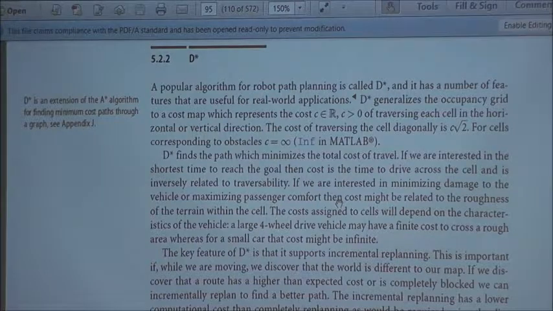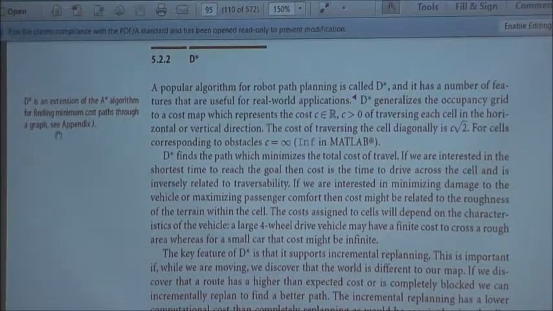Another algorithm, the D star, is an extension of the A star algorithm for finding minimum cost path through a graph. And if you want to learn more about graph theory, Appendix J is the place. Okay. This popular path planning algorithm is called D star, and it has a number of features that are useful for real-world application.